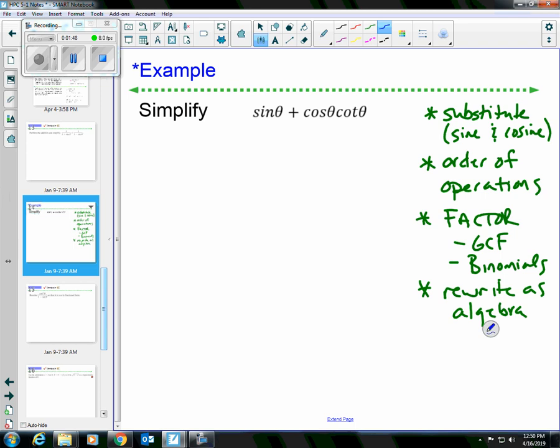All the functions are different though. We have a sine, a cosine, and a cotangent. So we can't really do order of operations. There's nothing really to factor. There's no GCF to pull out. We could rewrite it as an algebra, but basically that would be 3 different letters that we can't put together. So I think substitution is probably going to be our best bet.